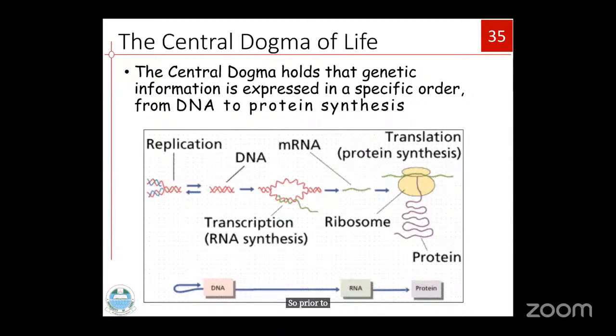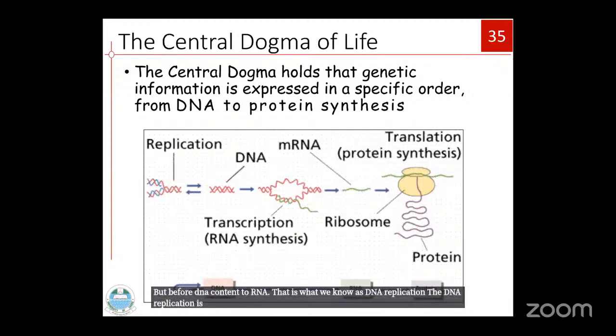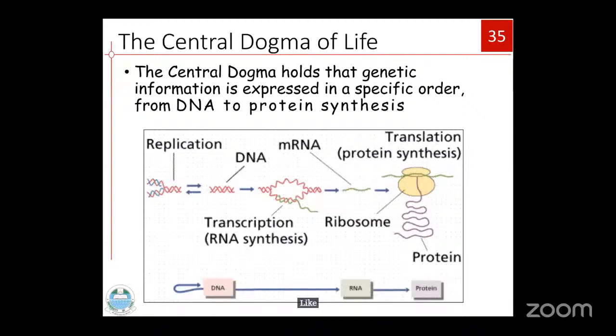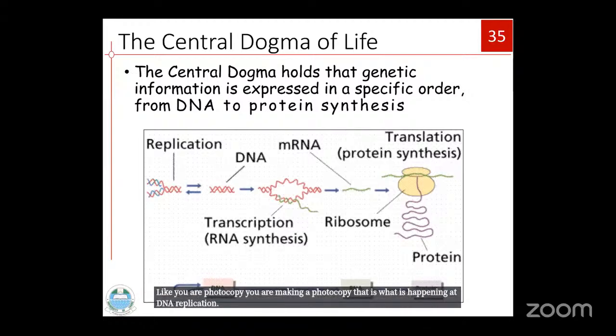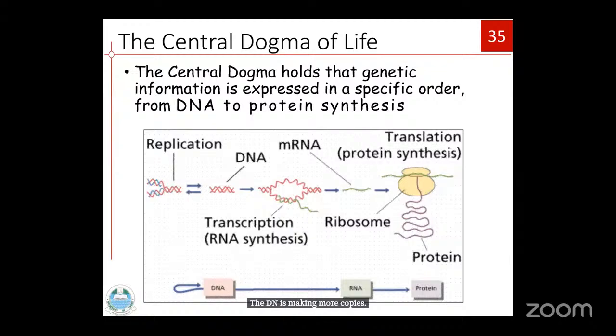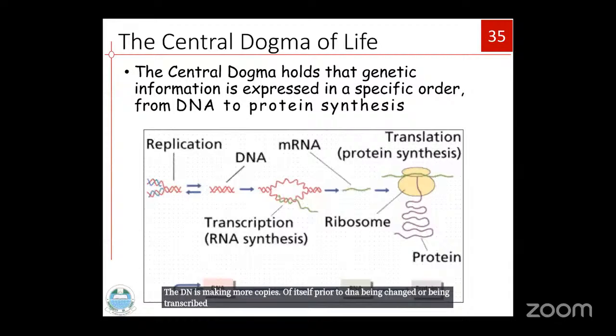So we have DNA to RNA to protein. But before DNA can change to RNA, there is what we know as DNA replication. The DNA replication is a process whereby the cell makes more copies of itself, right? The cell is making, like you are making a photocopy. That is what is happening at DNA replication. The DNA is making more copies of itself, changed or being transcribed to messenger RNA, right?